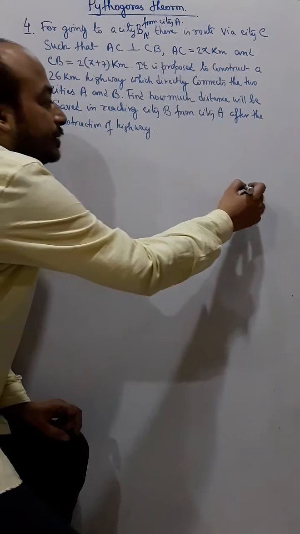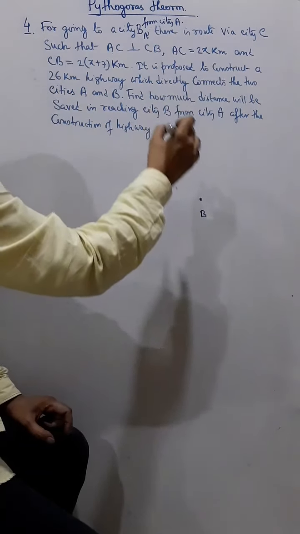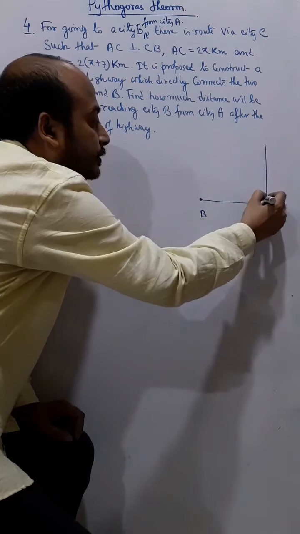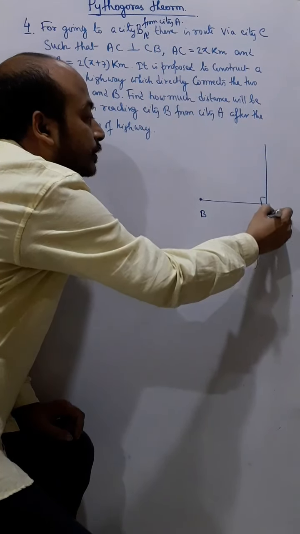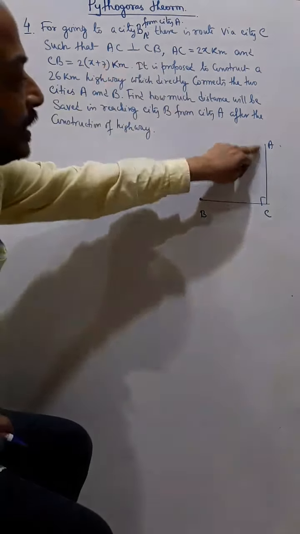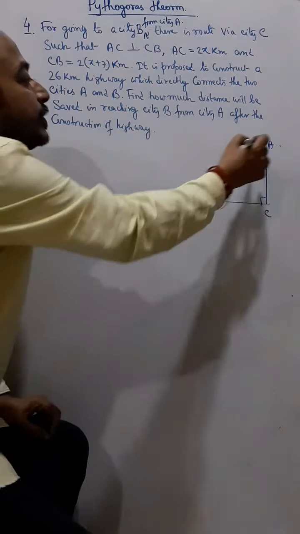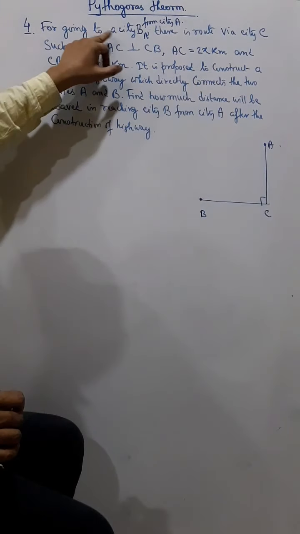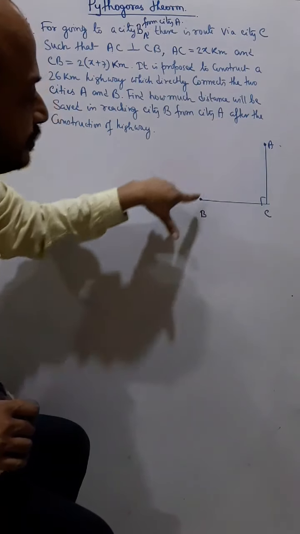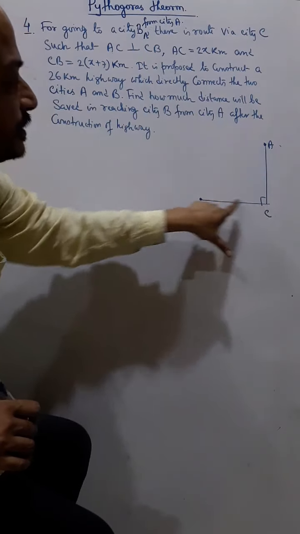Okay, so that means, if this is B and they told CB is perpendicular to AC, so it will look like this. Understand? So AC is perpendicular to CB, this is city B and this is city A. And for going from city A to city B, we have to go via C. So that means first A to C and then from C to B.